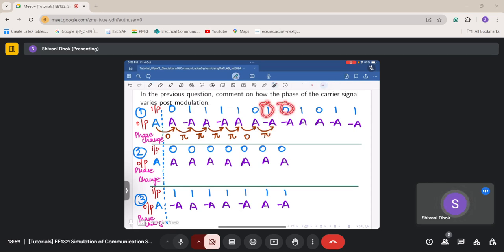Again from 1 to 0 we are going. Since we saw a 0, no phase change. Minus A remains as minus A. Then from 0 to 1 we have a phase change. Then again from 1 to 0, since we observe a 0, there won't be any phase change, so A will remain as A. From 0 to 1, since we saw a 1, we'll have a phase change, and again after 1 we have another 1, so therefore we will have again a phase change. Any questions?